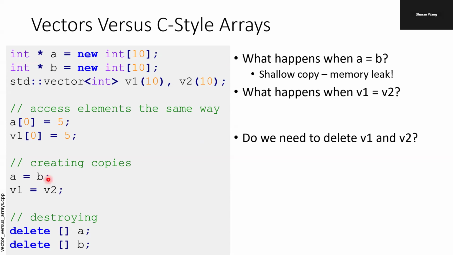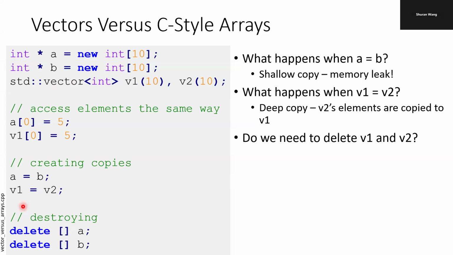Now, what happens when we do V1 equal to V2? It won't make a new array, but it will do a deep copy, copying the contents in V2 into V1. So V1 and V2 will still point to different places.